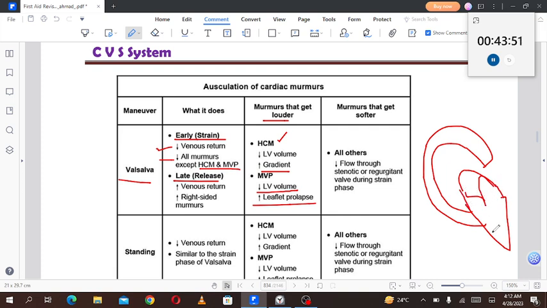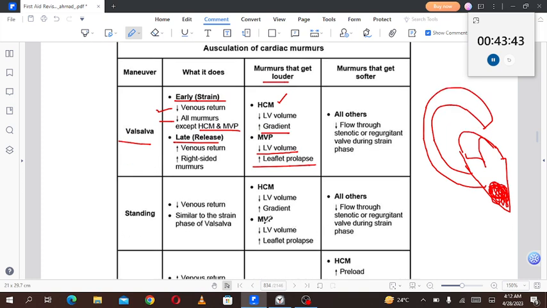Now, if we have decreased left ventricular volume, the mitral valve prolapse murmur also gets exaggerated. Either way, there is decreased left ventricular volume and the gradient is so high that the blood cannot easily move into the aorta, so it starts moving to this other pathway. That is the easier pathway for the blood to move, and there is exaggerated mitral valve prolapse, and that exaggerated prolapse will cause an exaggerated murmur as well, right?